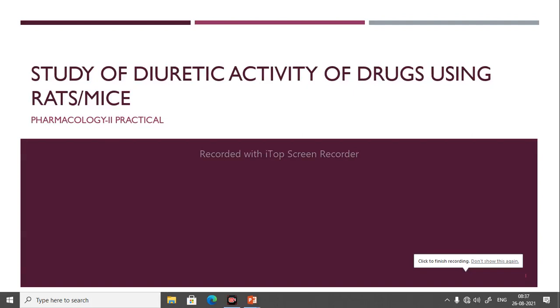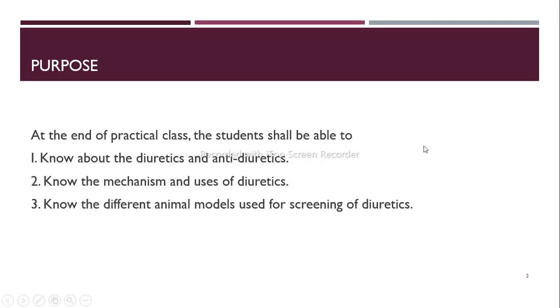Good morning, everyone. Let's start with the next practical, that is study of diuretic activity of drugs using rats or mice. Okay, so we have already studied about the drugs which produce this activity, that is diuretic activity, and we have studied many classes of it, and also we have studied the pharmacology of each and every class of the drugs. Okay, so the purpose of today's practical is to know about the diuretics and antidiuretic drugs.